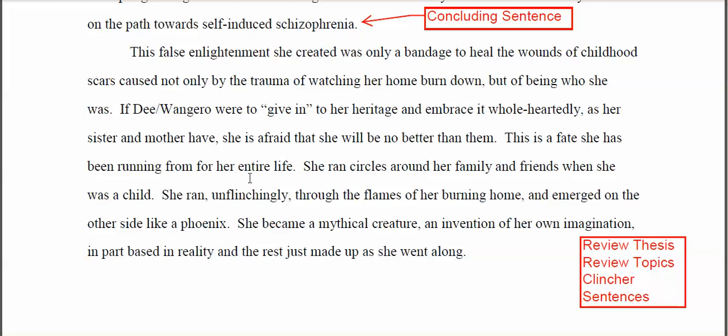This is the fate she has been running from her entire life. She ran circles around her family and friends when she was a child. She ran unflinchingly through the flames of her burning home and emerged on the other side like a phoenix. She became a mythical creature, an invention of her own imagination, in part based in reality, and the rest just made up as she went along. Ooh, Mercedes wrote a very good clincher.